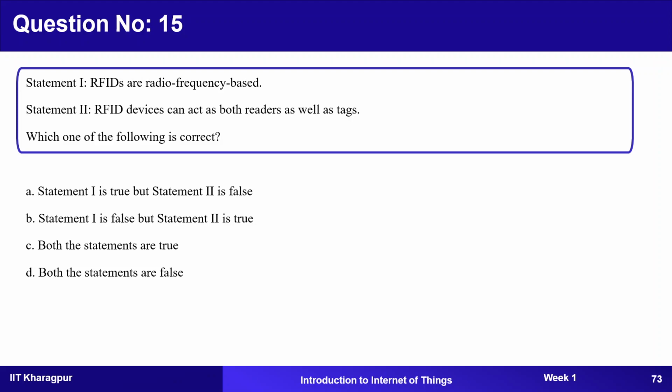First one is correct. Statement one is correct, but both statements are correct. RFID devices can act as both readers as well as tags. Where have you seen that? RFID tags are present on various products. Are you able to read those tags yourself? No, we need some reader in order to read those tags.